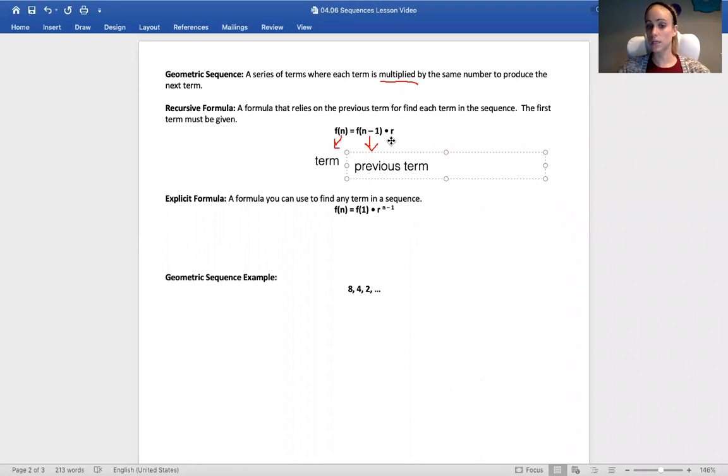And then if we look here, we have multiplication instead of addition. And we are multiplying it by our r, which stands for our common ratio.